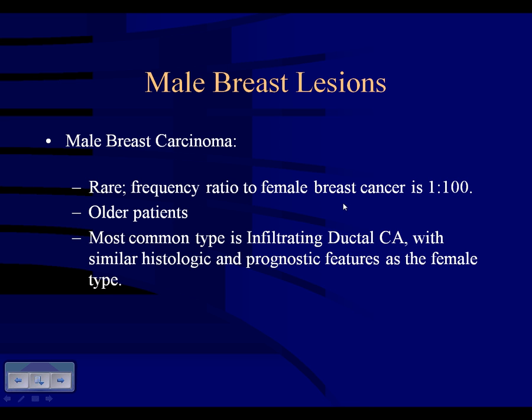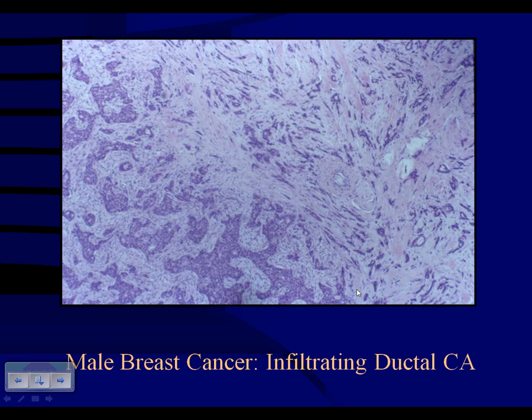Breast cancer can occur in men, very rare, at a ratio of 1 to 100. You get generally older men. And obviously, what is the most common type? Infiltrating ductal, with similar histologic and prognostic features as female type. Here's an example of a male breast cancer. I think this is one I saw like 5 or 6 years ago. That's the last time I saw one. With all the breast things we see, it's not very common.